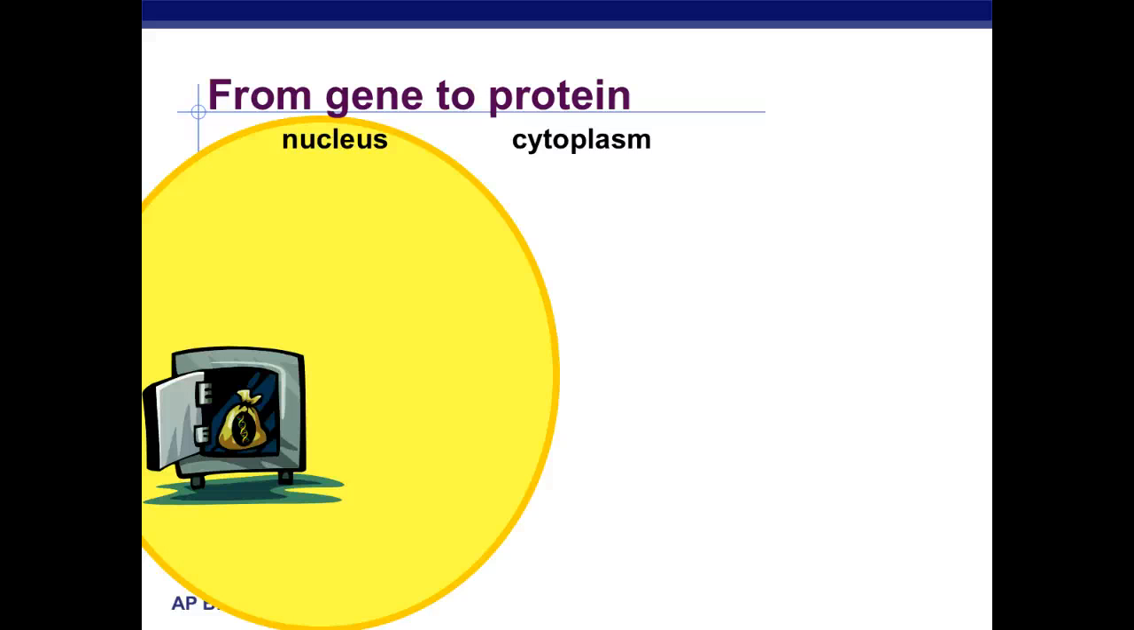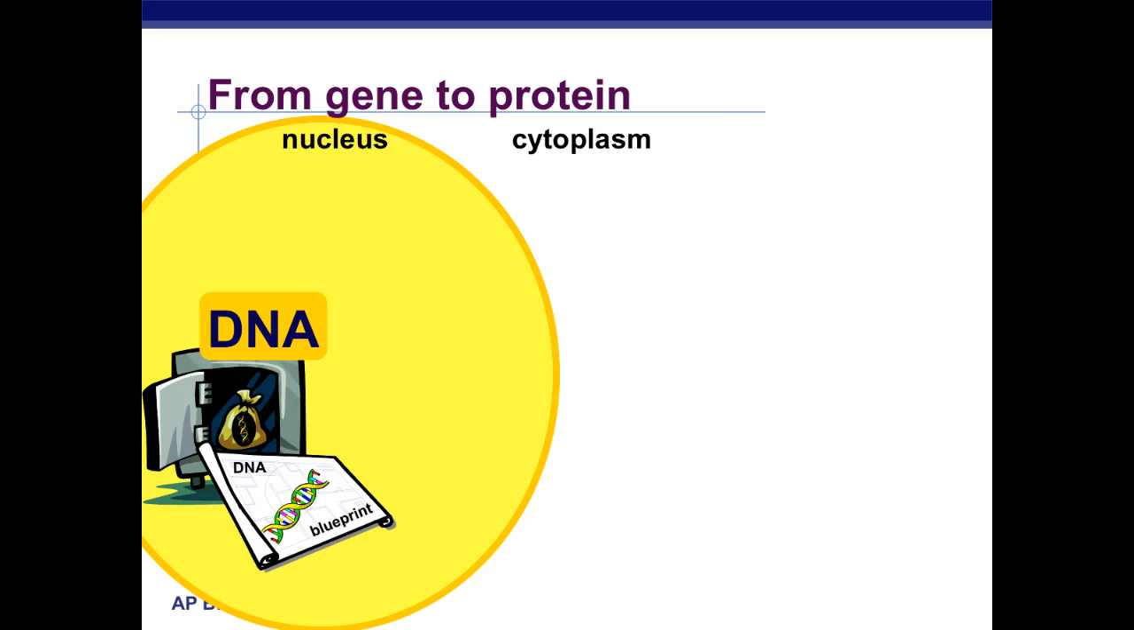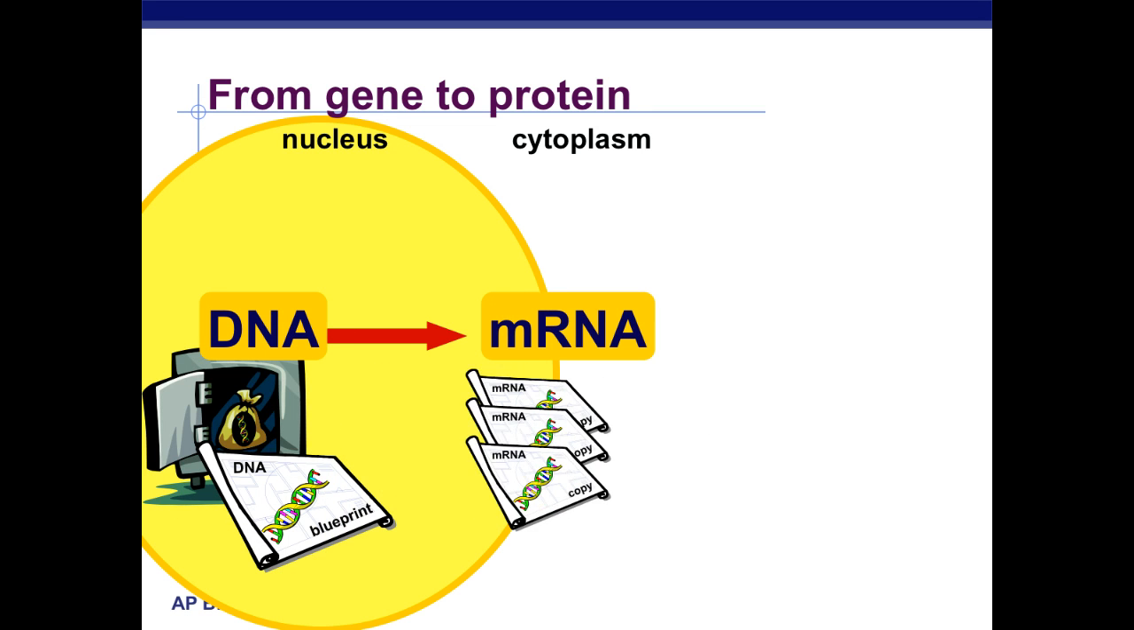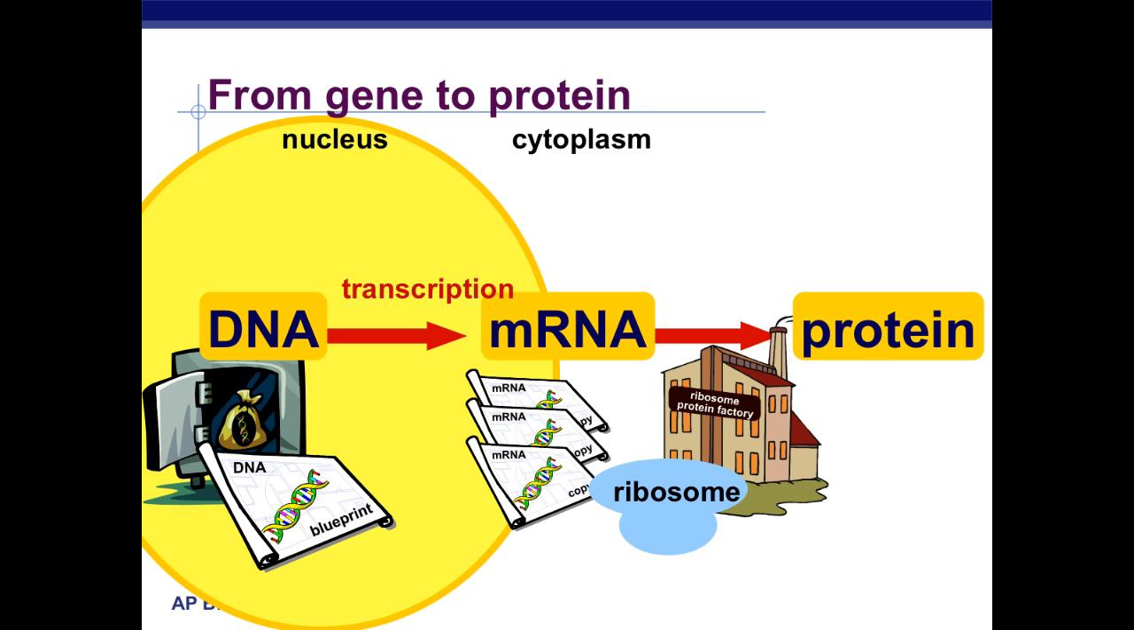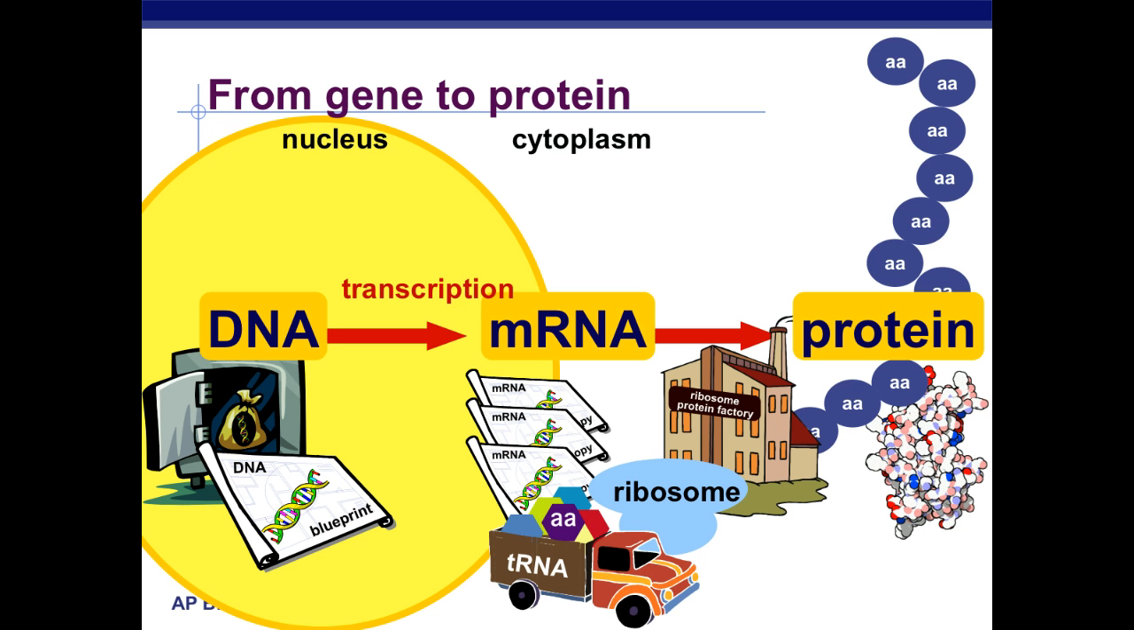So from gene to protein, from the nucleus to the cytoplasm, again we start with the DNA in the nucleus. It's transcribed to mRNA. The mRNA is then translated in the ribosome, and the amino acids are brought by our tRNA. The amino acids form a polypeptide chain, which is then made into a protein that codes for a trait.